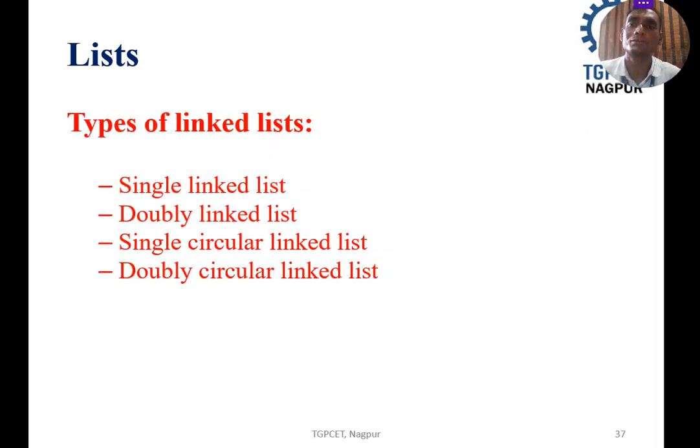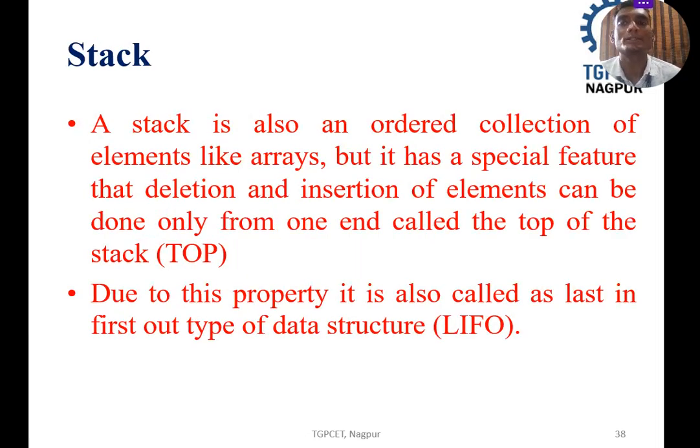There are various types of linked list: single linked list, doubly linked list, single circular linked list, and doubly circular linked list. Don't worry about this terminology, we are going to learn more about it in the next module. There is another type of data structure, that is a stack. Stack has the property of LIFO, that is last in first out.